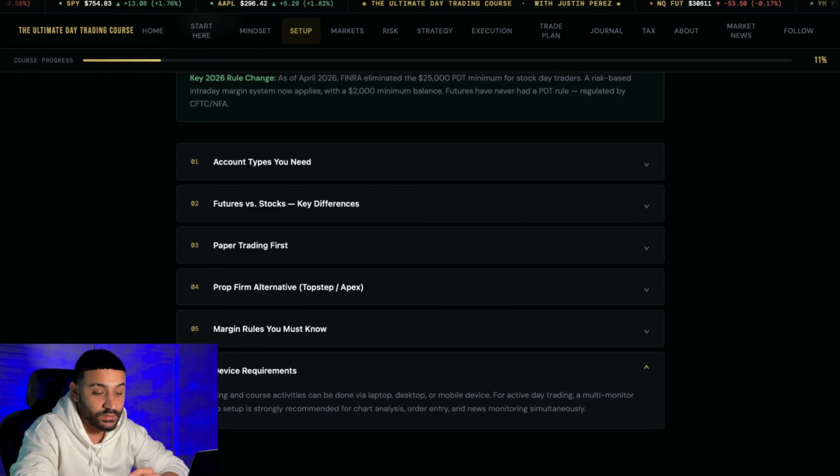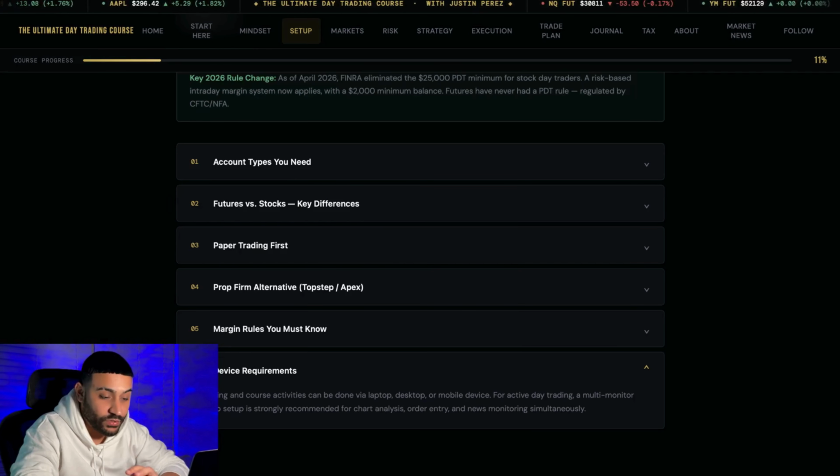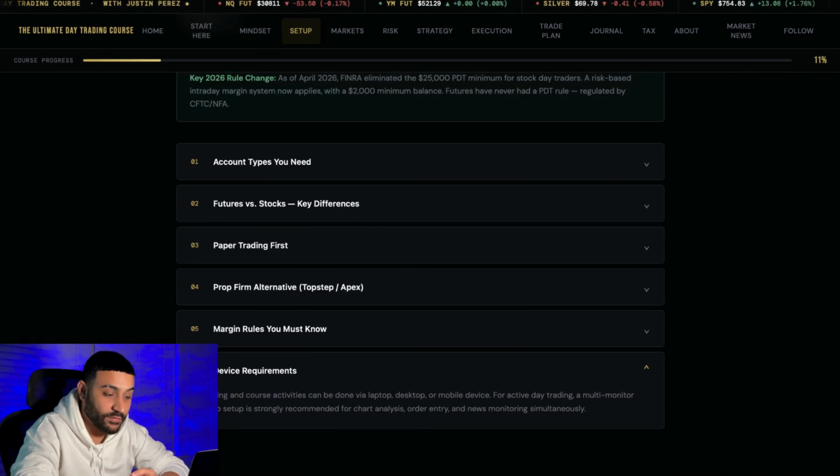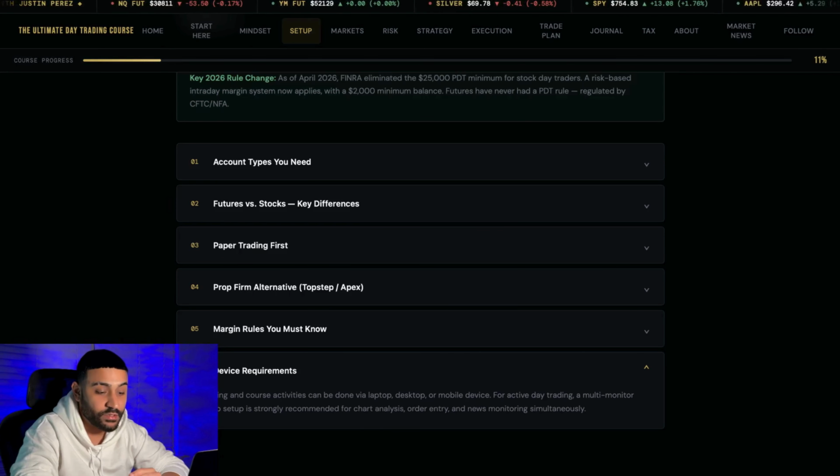Device requirements. For the most part, all trading and course activities can be done via a laptop, a desktop, or even a mobile device. For active day trading, a multi-monitor desktop setup is strongly recommended for chart analysis, order entry, and news monitoring simultaneously.